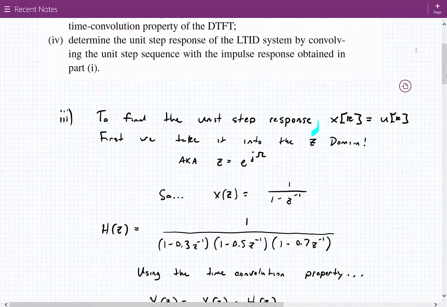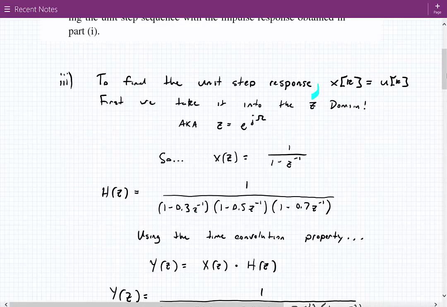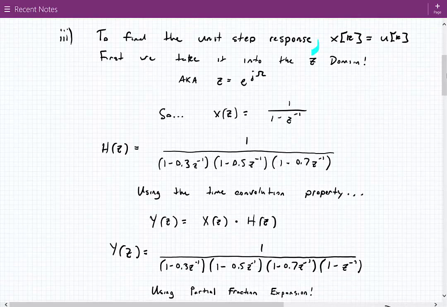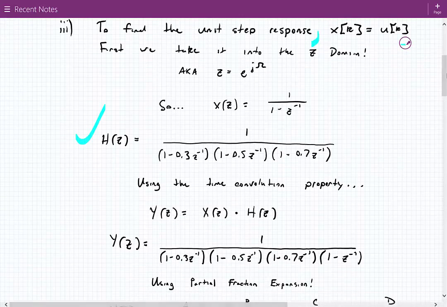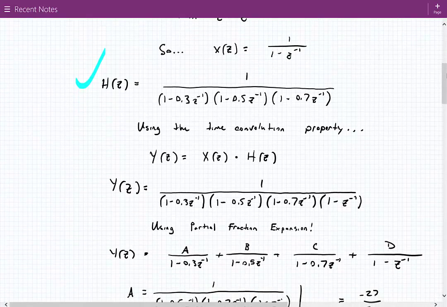And to make things simple, we're going to take everything into the z domain. So z is going to be equal to e to the j omega. So we know that X of z is going to be equal to 1 over 1 minus z to the negative 1. H of z is going to be equal to this right here. And using the time convolution property, we know that Y of z is equal to X of z times H of z. And we end up getting this equation right here.